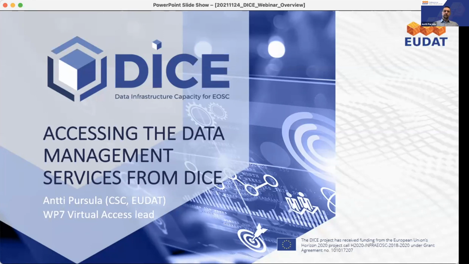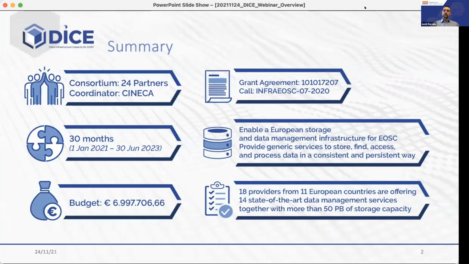I'll be telling you briefly about the Dois project and especially on how in practice one can request to access these services. So the Dois project, the long name is Data Infrastructure Capacity for EOSC. It is a European funded project which has a target of enabling European storage and data management services for communities and for researchers in Europe. And it is part of the European Open Science Cloud initiative.